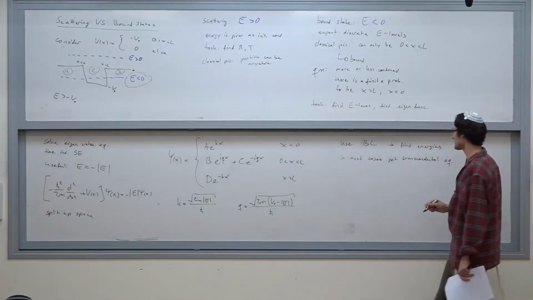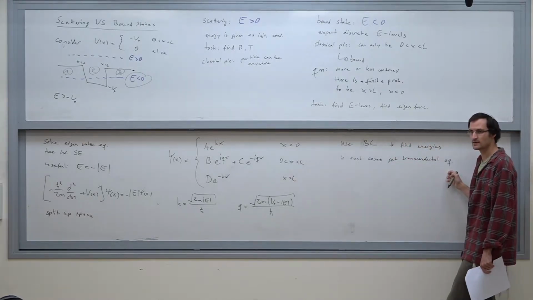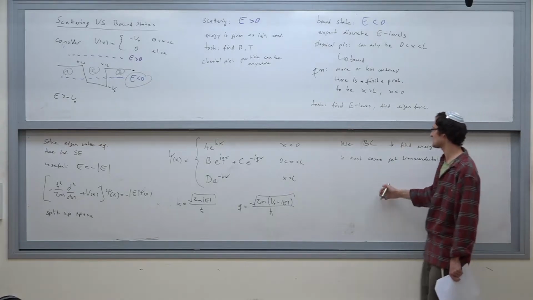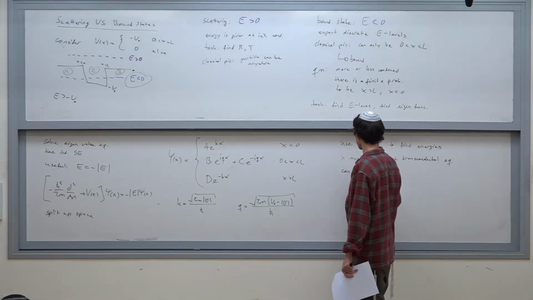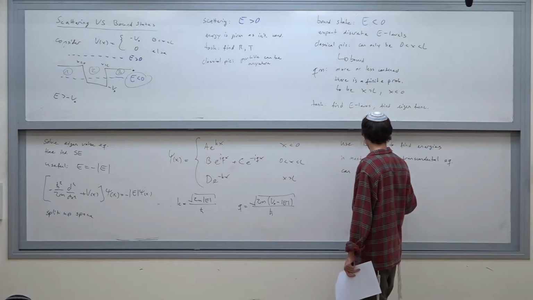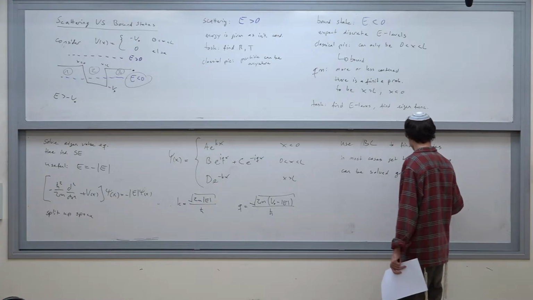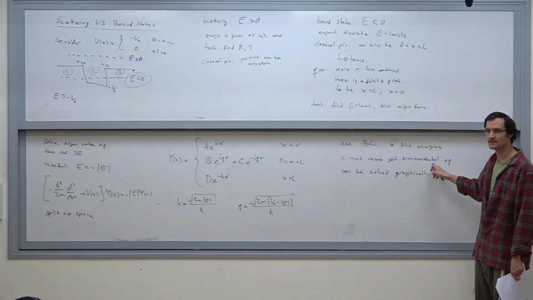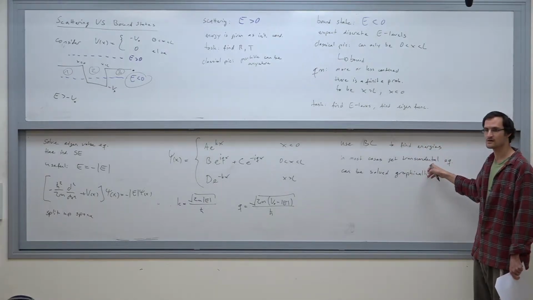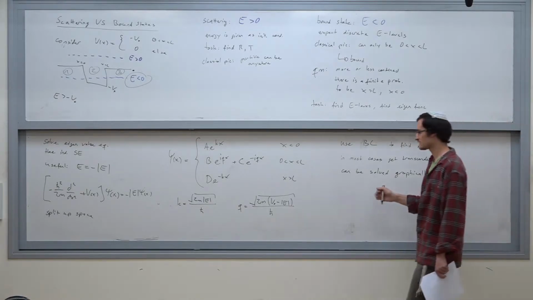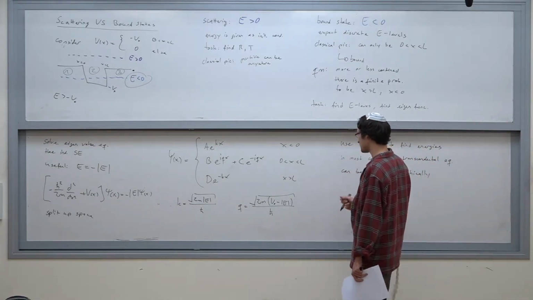In most cases, we will get a transcendental equation for the energies, and that can be solved graphically, which is what we will do. Does everybody know what a transcendental equation is? A transcendental equation is an equation that cannot be solved explicitly.